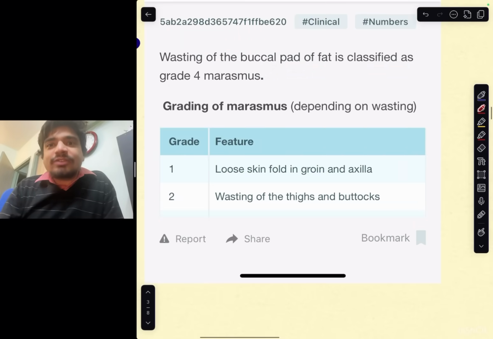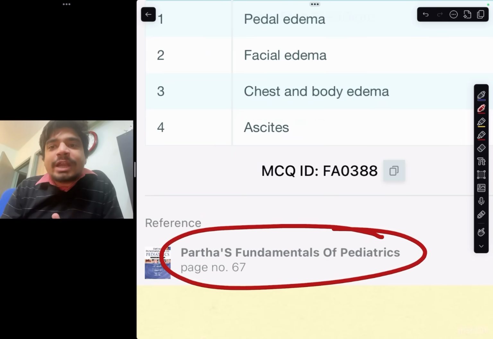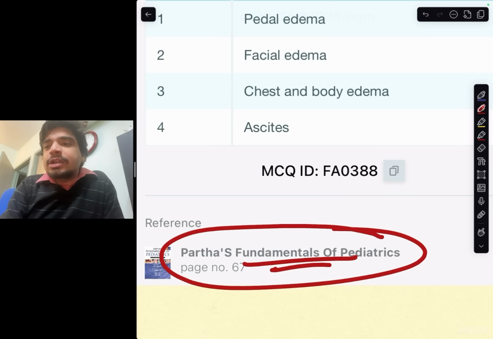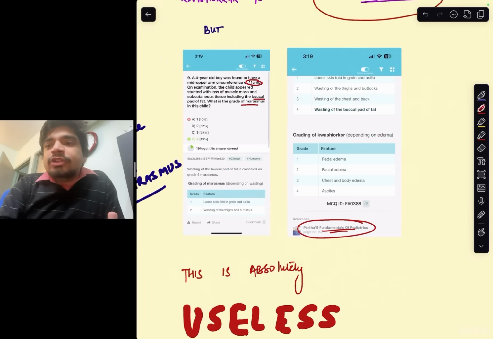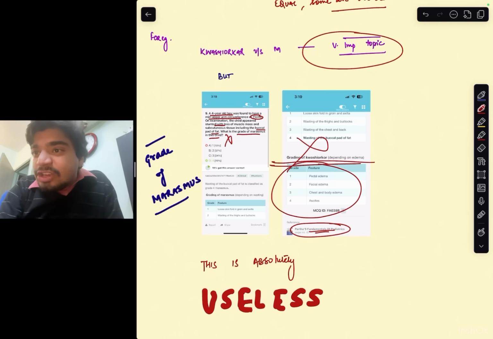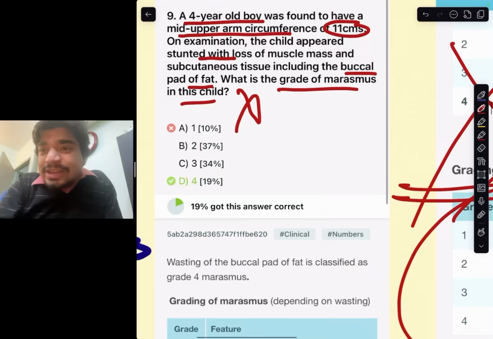Then I saw the answer. Then I was like, what is the reference? Let's see the reference. The reference was Partha's Fundamentals. I have not even read or learned about this book. Either the reference should be Nelson or it should be Ghai. What is this Partha's Fundamentals? I don't even know about this book. So this is an absolutely useless question. You don't need to know the grading. This is extra information. You don't need to know the grading of Kwashiorkor and marasmus. Nobody knew that, and that's why only 19% got it correct.